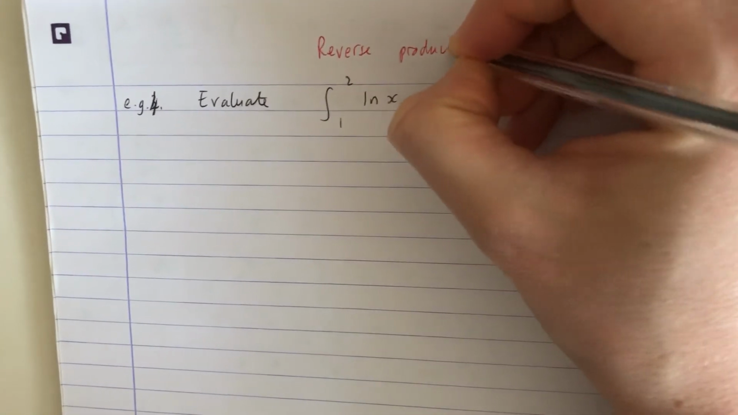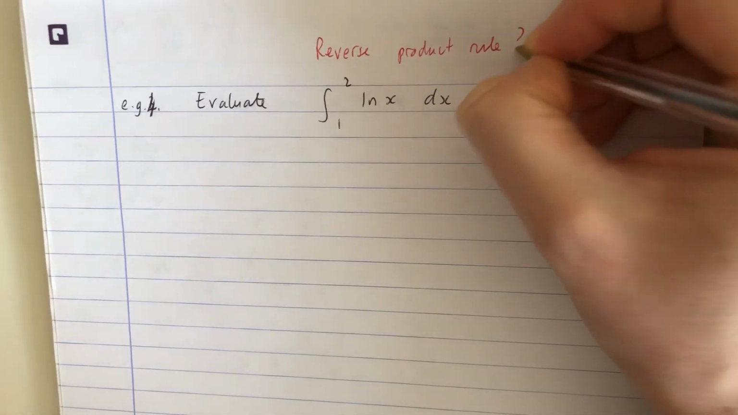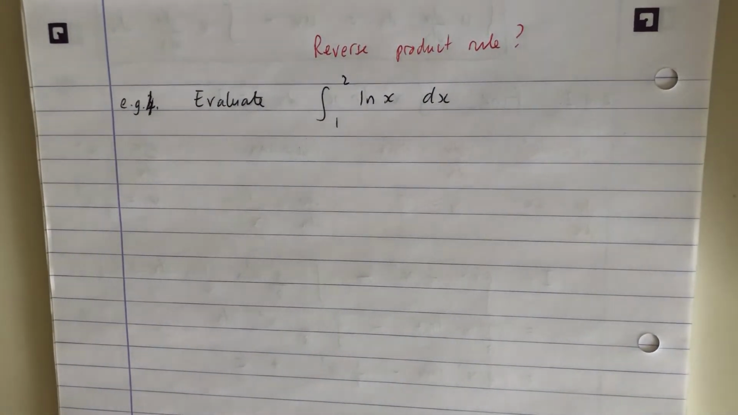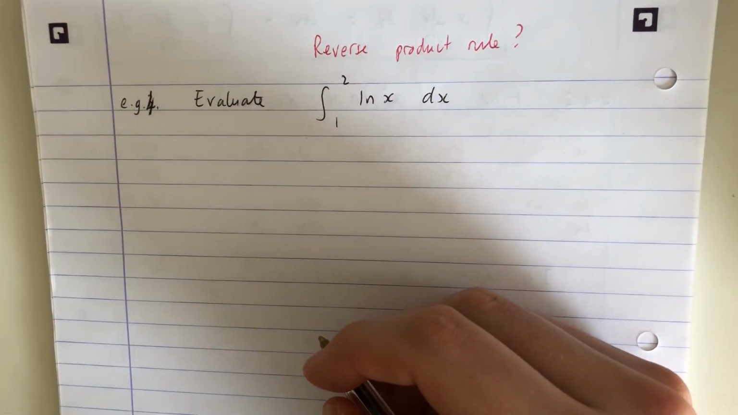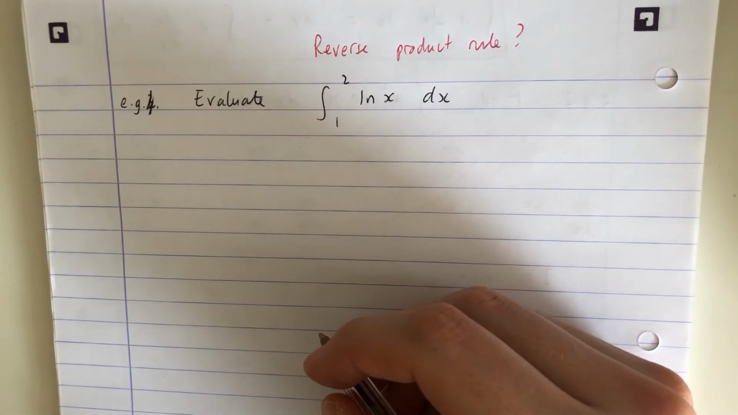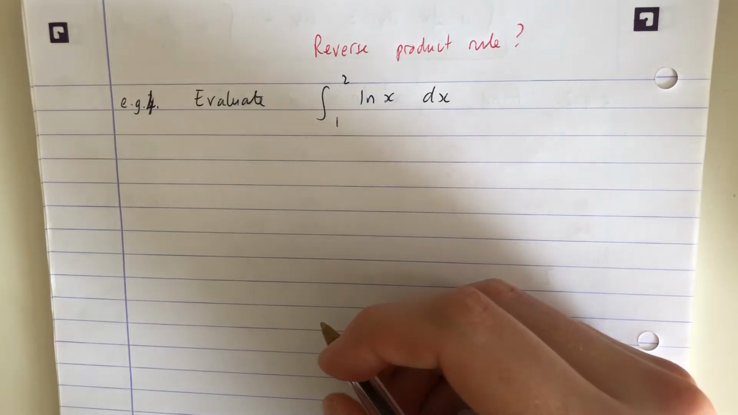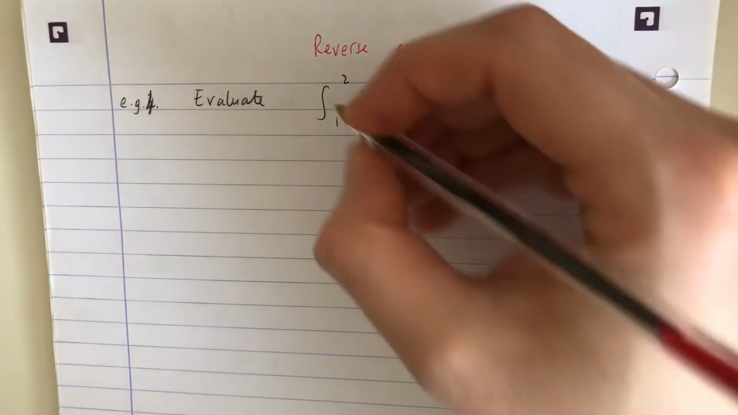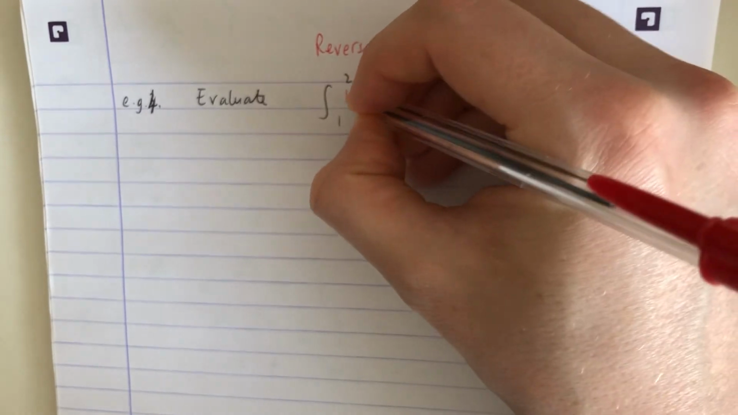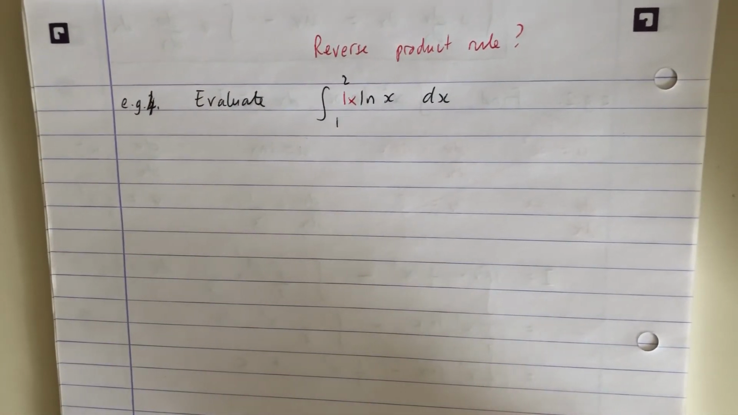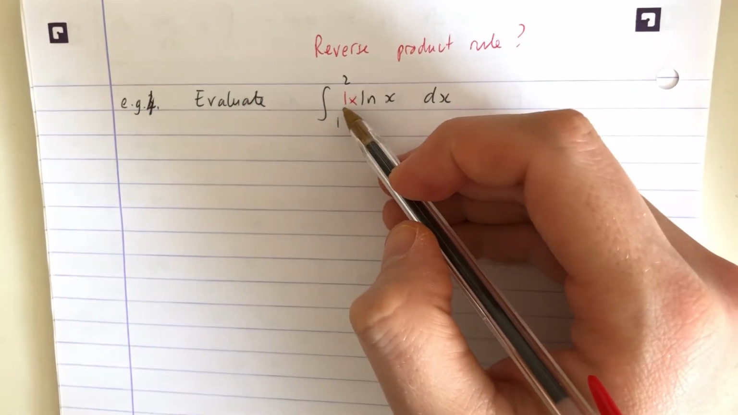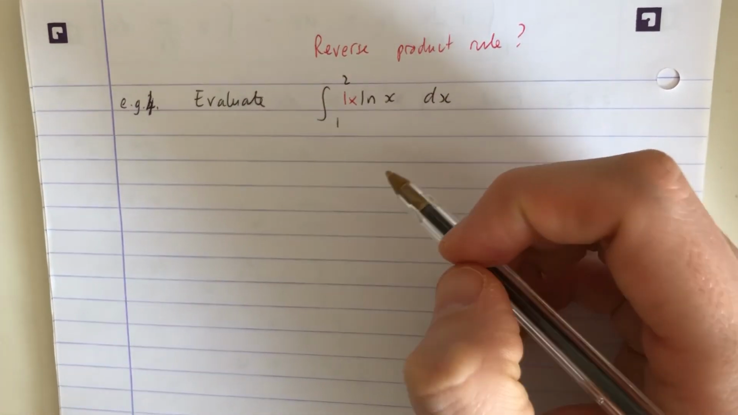And the problem is with this one, there only seems to be one function. So how can you use the reverse product rule if there's only one function? And the key thing is, there's a trick to do this. You write it as 1 times ln x. So the function is 1, effectively, and the other function is ln x.